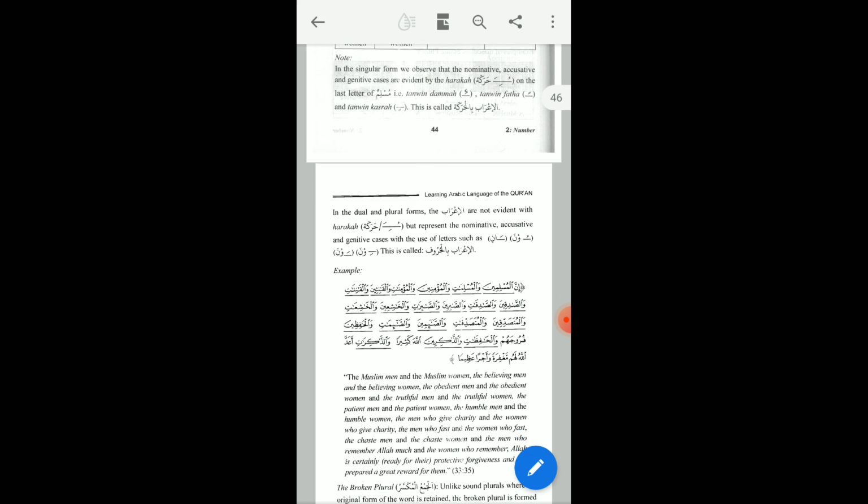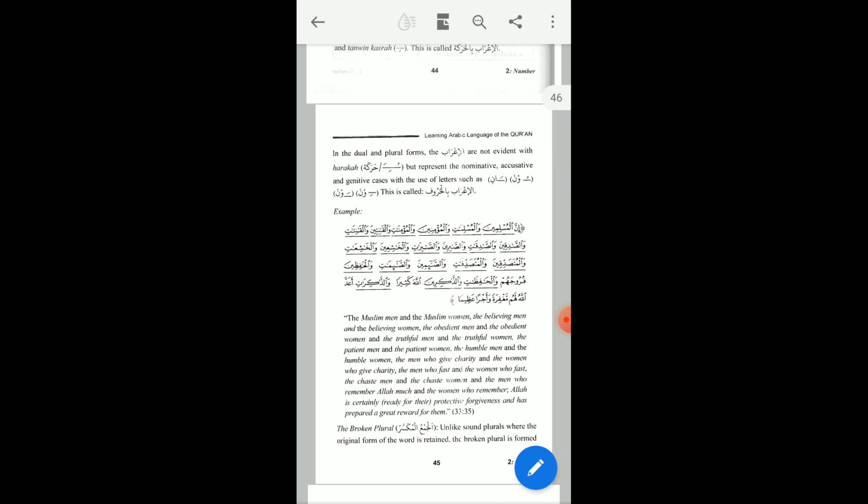In the dual and plural forms, the i'rab is not evident with haraka. This is an important point to be noted. That's why the author has included this, because it's most important to be understood.